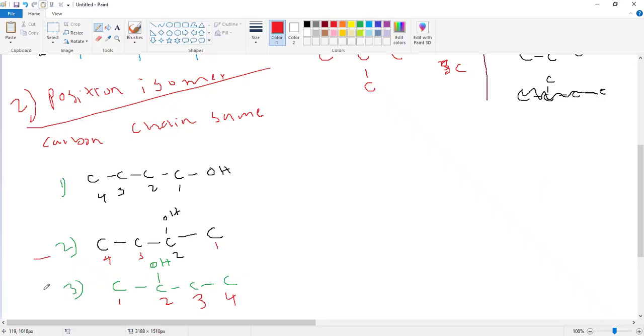So can you say 2 and 3 are isomers? They are not isomers. They are the same compound. So 1 and 2 are isomers. Okay, 2 and 3 are the same thing. Not isomers. So I hope you spot the difference. So that is what we call the position isomer.